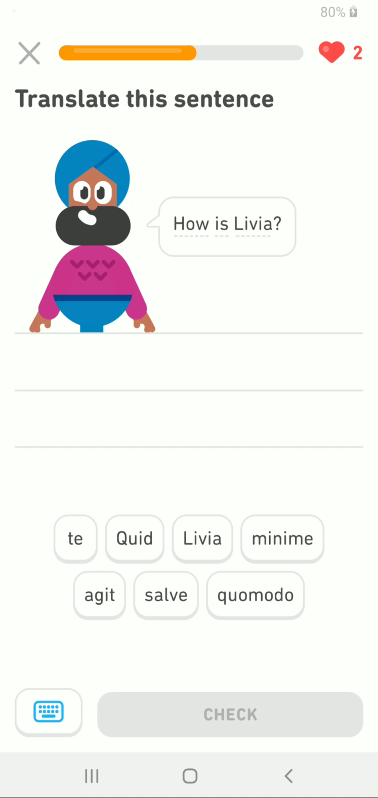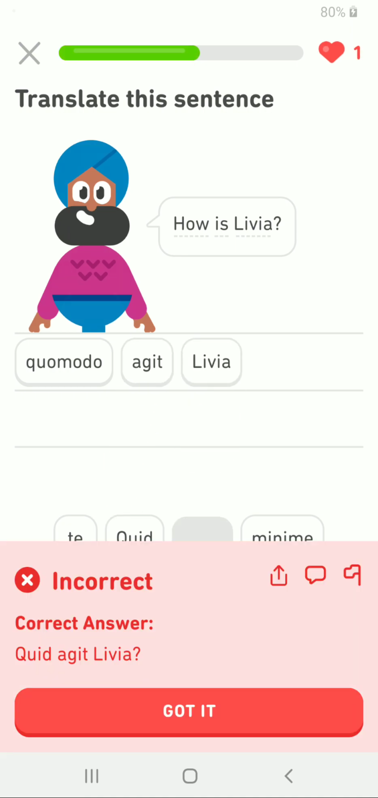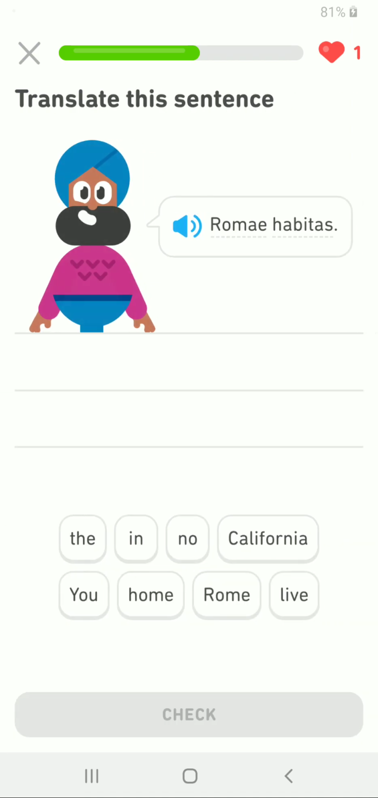How is Livia? So how is Livia? Quomodo agit Livia. Livia. Quid. Oh, how is quid? Oh, okay, so this is something new. Quomodo se habet Livia would be good, but here it's agit, which is another word. Then you have to use quid. So quid we know is what, but here it is used in a different way.